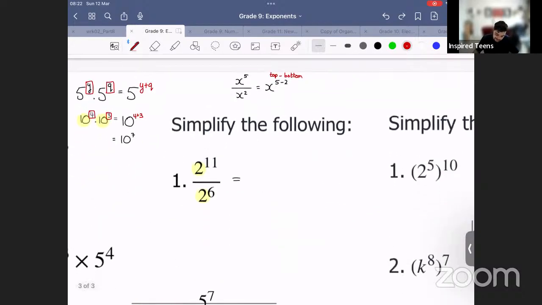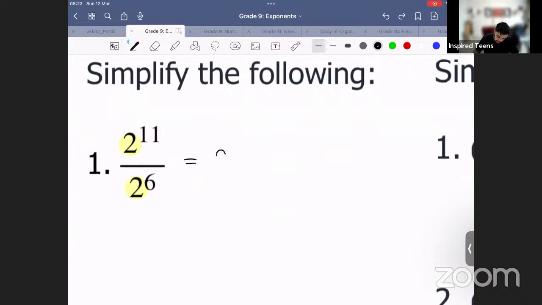Okay. So in this case, I'm going to write one base, which is 2, because it's 2 to the power of 11 divided by 2 to the power of 6. And then what will be my exponent? What would I write as my exponent? Someone tell me. Correct. 11 minus 6. So 11 minus 6, and then we get 2 to the power of 5.